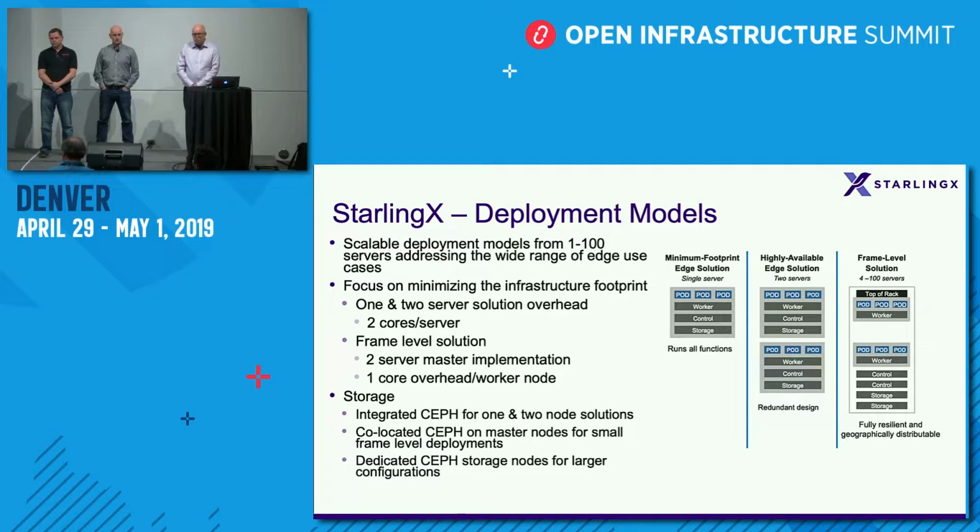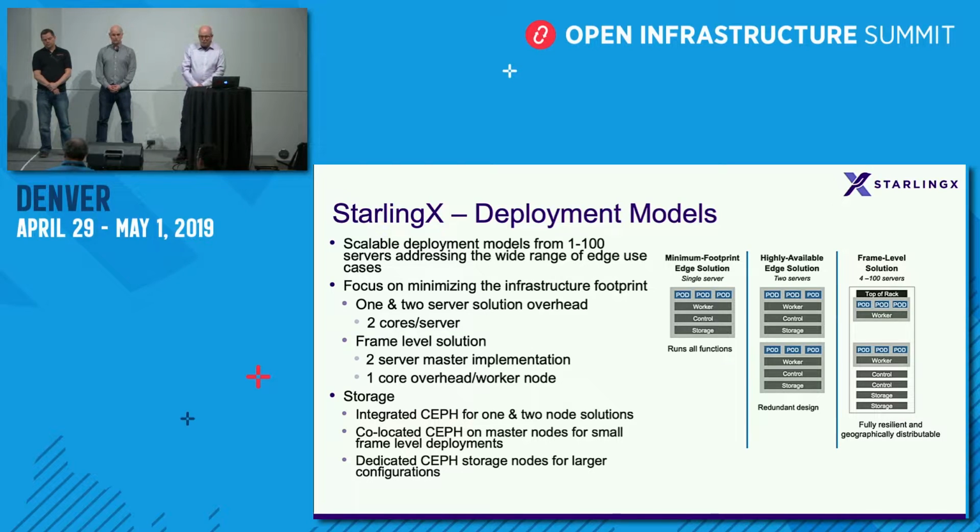As part of this, we have a key focus on minimizing the infrastructure footprint. So for instance, our 1 and 2 core solution, the infrastructure consumes two cores per server. The frame-level solution, we deploy a two-server master implementation. Worker nodes have 1 core worth of overhead.